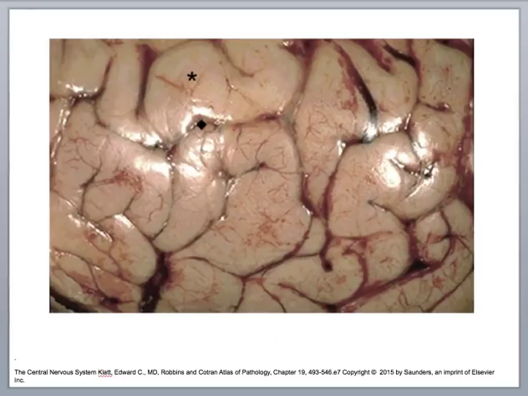So what this looks like grossly is indicated by the external view of the brain beneath the meninges, in which the gyri are widened and flattened because of the accumulation of edema fluid in the parenchyma, and an example is shown by the asterisk here, and conversely the narrowed sulci indicated by the diamond. So the sulci are compressed tightly together because of these swollen gyri.